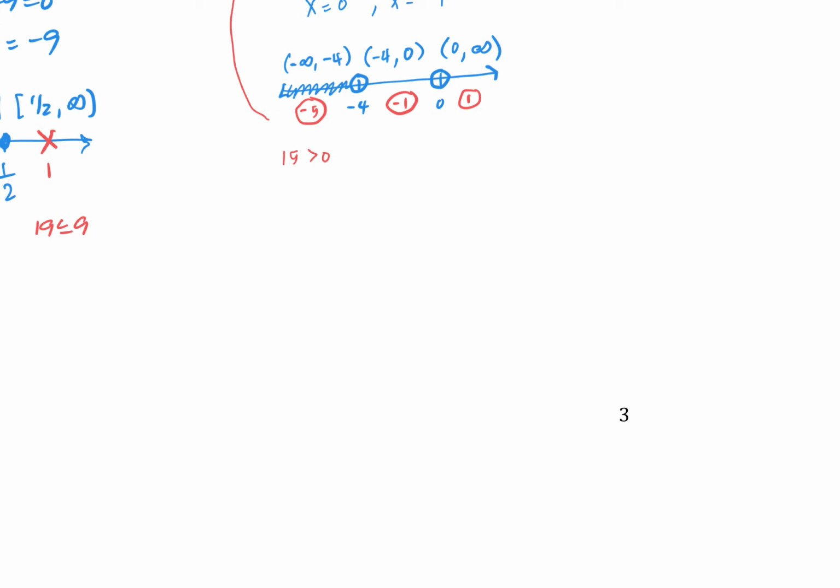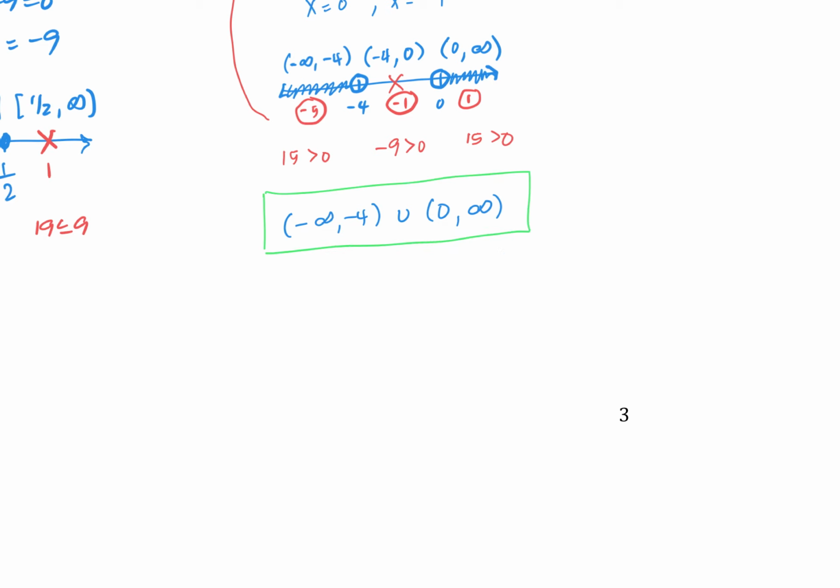Let's see, next test point would be -1. If we put in -1, we have 3 minus 12. So -9 greater than 0 is false. So I can't use the middle interval. If I put in 1, I have 3 plus 12 or 15 greater than 0. That's true. So I can use that last interval. So my solutions are going to be -∞ to -4 union 0 to +∞. And that's it for this section.